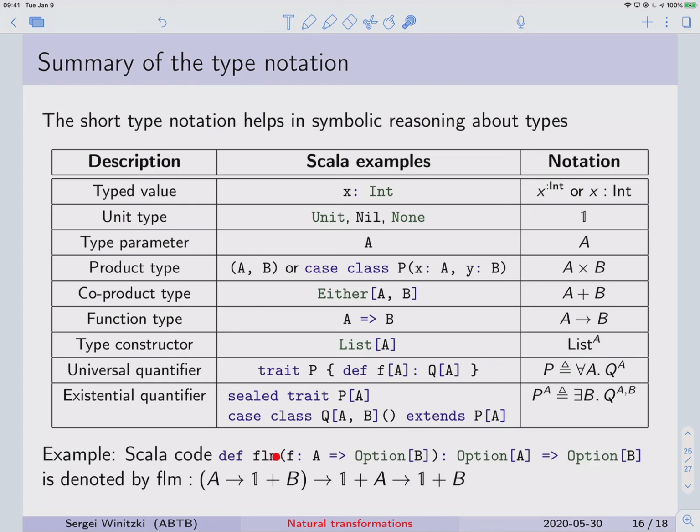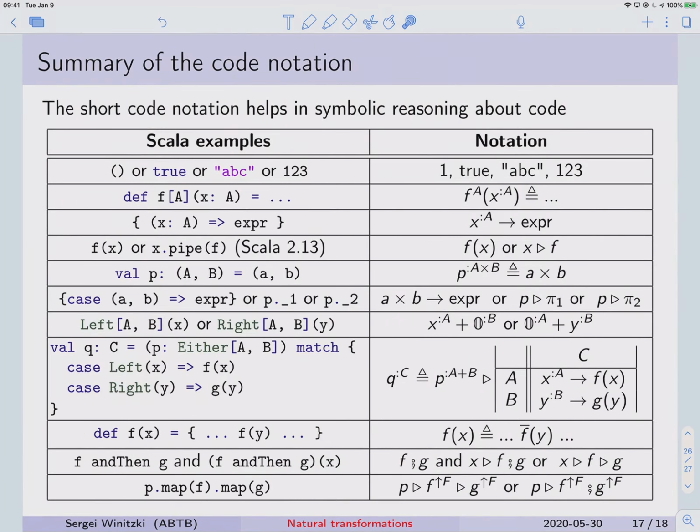And here's an example. This type signature is denoted like this. So 1 plus A, 1 plus B, A to 1 plus B. And similarly with code, I'm not going to go through this. The book explains in detail how to work with this notation. And just to emphasize, this is just a different syntax for the code. It's not some kind of special mathematics that I'm introducing here. I just introduce a different syntax to write code more quickly and to reason about code symbolically in a more convenient way.